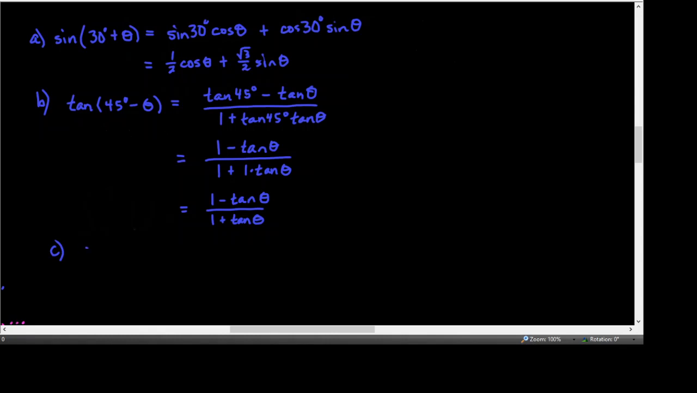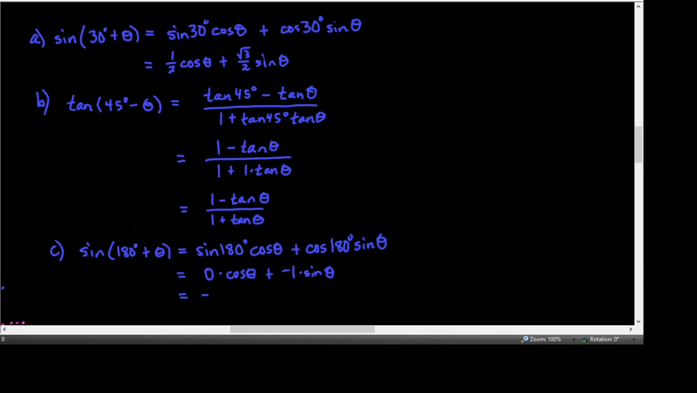Okay, part C. Sine of 180 degrees plus theta. Using the sine of a sum formula, that's sine of the first, cosine of the second, keep the sign, plus cosine of the first, sine of the second. Sine of 180 degrees is 0 times cosine theta, plus cosine of 180 degrees is -1 times sine of theta. So our final answer here is the opposite of sine of theta.